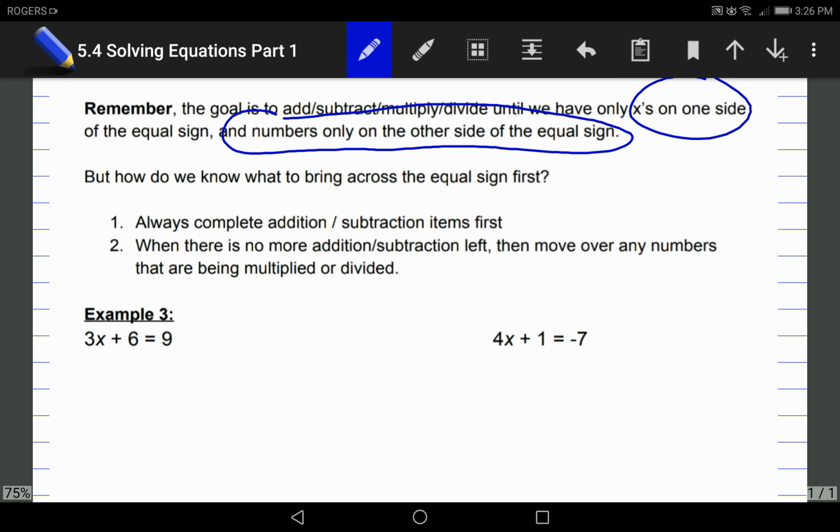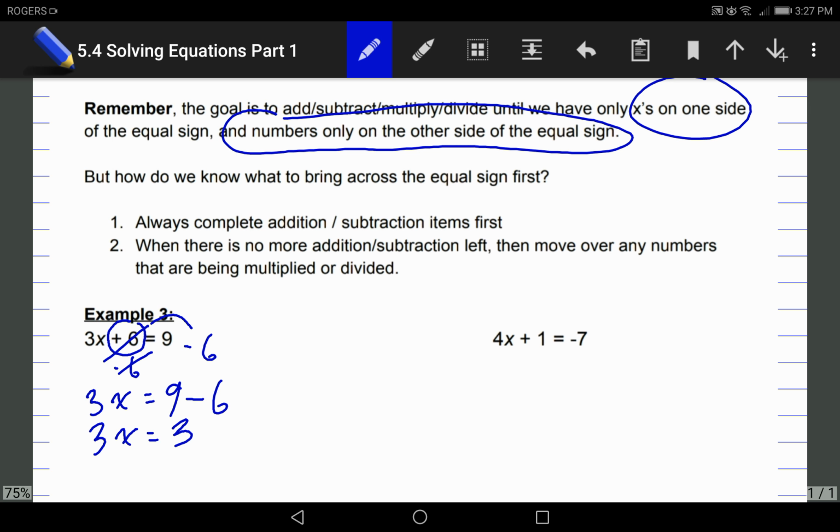So let's do this question here. I'm not going to touch my 3x yet. I'm simply going to say I want to move this plus 6 to the other side. So I subtract 6, keep it balanced, subtract 6 on both sides. This gets canceled out on this side. Plus 6 minus 6 is 0. And you get 3x equals 9 minus 6. 3x equals 3. See what I did there? Let that soak in.